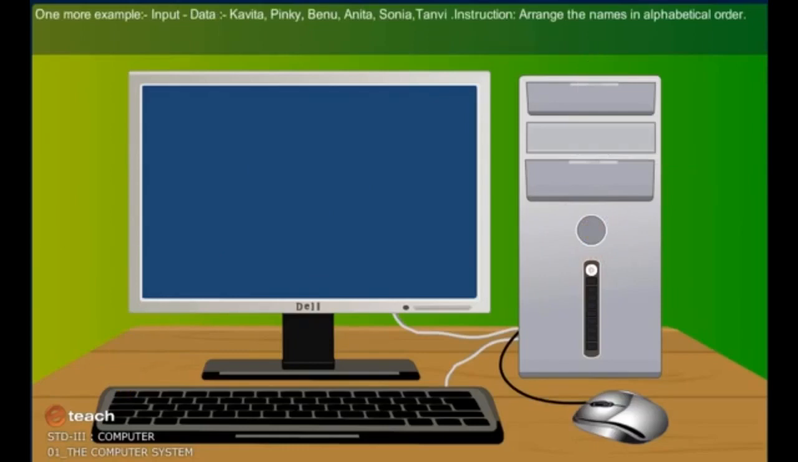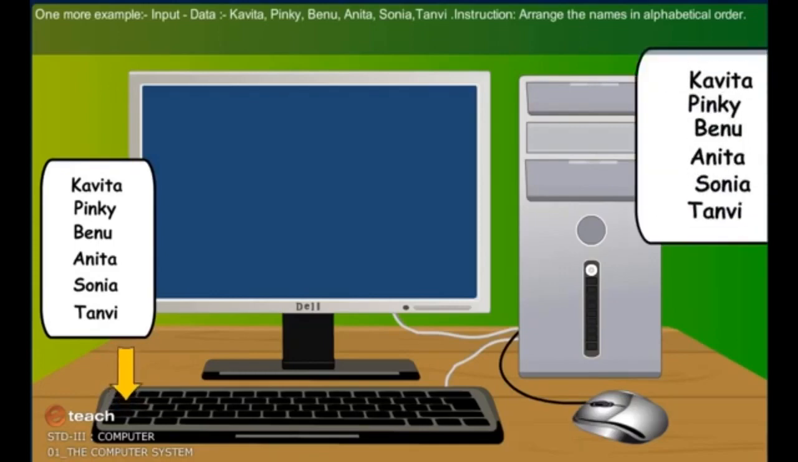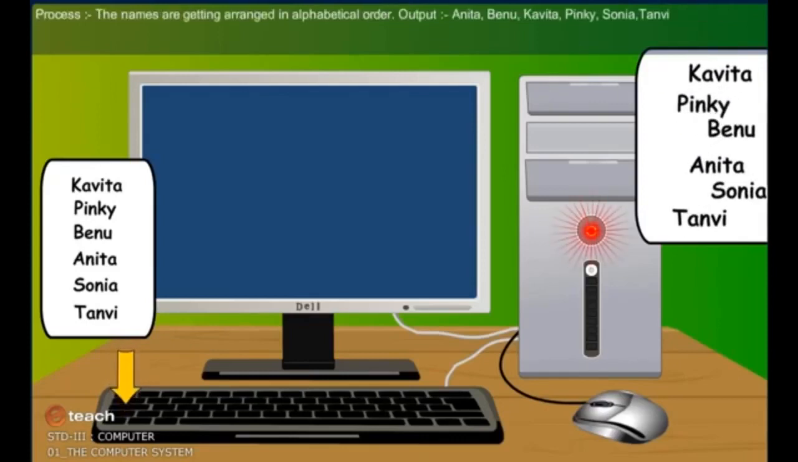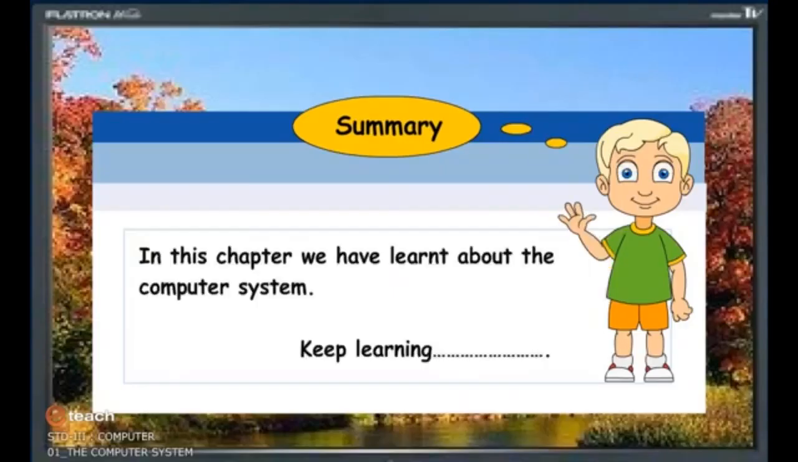One more example. Input data: Kavita, Pinky, Benu, Anita, Sonia, Tanvi. Instruction: arrange the names in alphabetical order. Process: the names are getting arranged in alphabetical order. Output: Anita, Benu, Kavita, Pinky, Sonia and Tanvi. Summary: in this chapter, we have learned about the computer system. So keep learning.